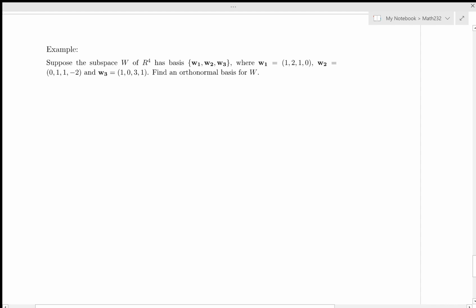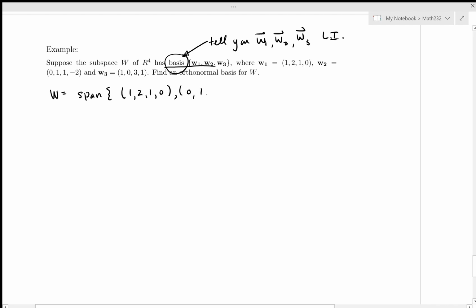Okay, so we are told that the subspace of R4 has a basis. This word here tells you that W1, W2, W3 are linearly independent. And we are told what the vectors are. Now what we want to do is find an orthonormal basis for W. So right now, W is equal to the span of those 3 vectors: 1, 1, 0, 0; 1, 1, minus 2; 1, 0, 3, 1. So W spans R3. They're linearly independent. Okay, so we first are going to try to find an orthogonal basis, and then we'll deal with the orthonormal property later. First, find an orthogonal basis.